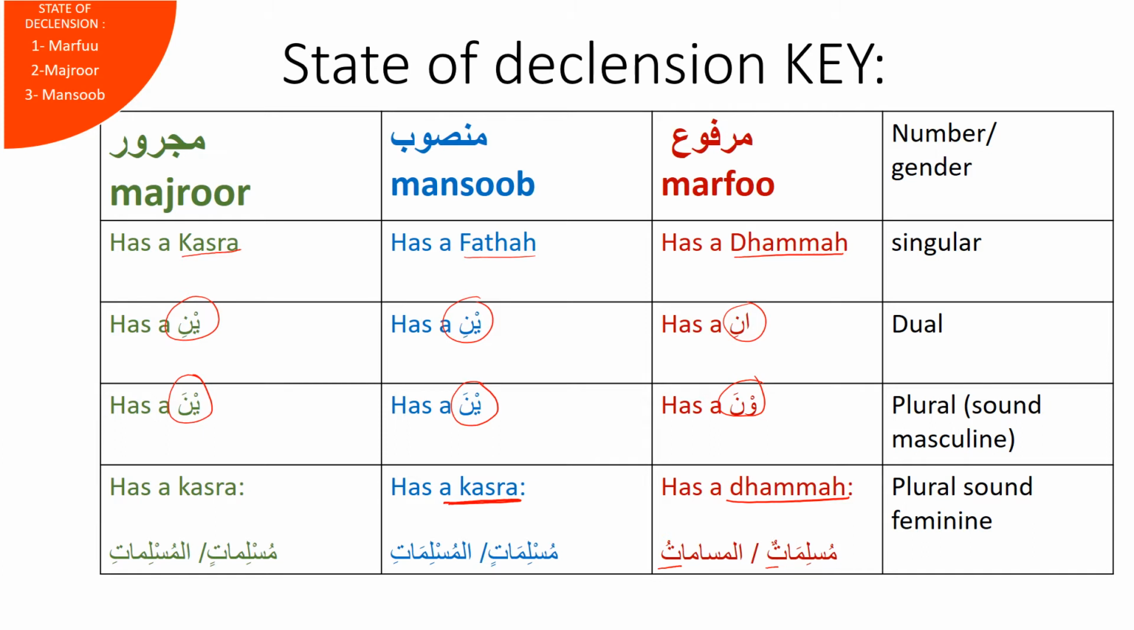Okay, so it's different from the singular. The plural sound feminine has a kasra when it's mansub, muslimatin, al-muslimati. And the majroor has a kasra, which is the same as this one, muslimatin, al-muslimati. So there's only two options for the plural sound feminine, dhamma or kasra. That's it.